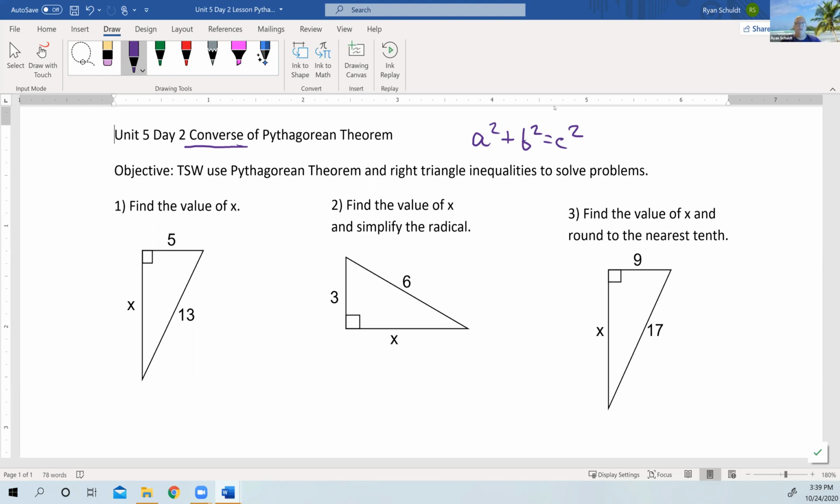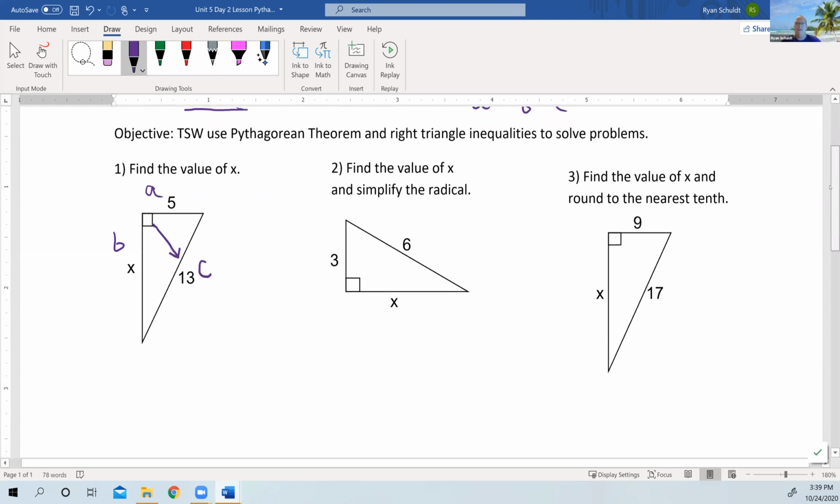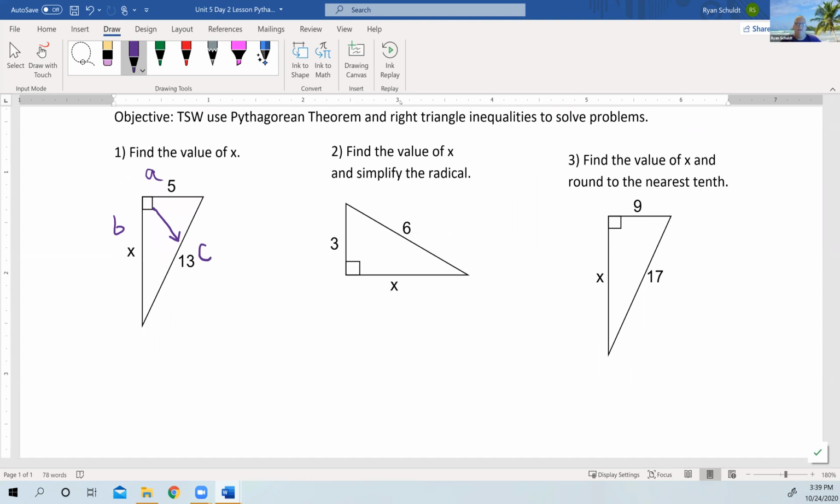So let's look at our first example here. They ask us to find the value of x. Here's our right angle, so if we look across from it, that's going to be our C. That means the other two, in no particular order, will be A and B. So now I have what I need to solve for. If I can make this into an equation, I'll have 5 squared plus x squared equals 13 squared.